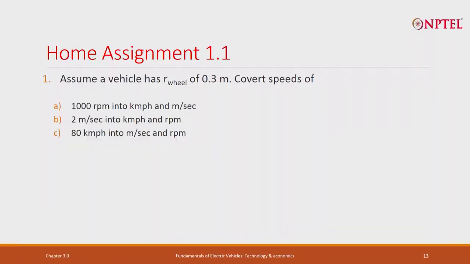So, there is a home assignment that I am giving. There are lots of periodic home assignments that will be given. Some of them will be very straightforward, almost oral, some will be a little more complex. The first one, which after this lecture you are capable of doing, is: assume a vehicle has a wheel radius of 0.3 meter, convert the speed of the vehicle at 1000 rpm into kilometer per hour and meter per second. If a 2 meter per second speed is given, then convert it into kilometer per hour and rpm, whatever I had taught you.